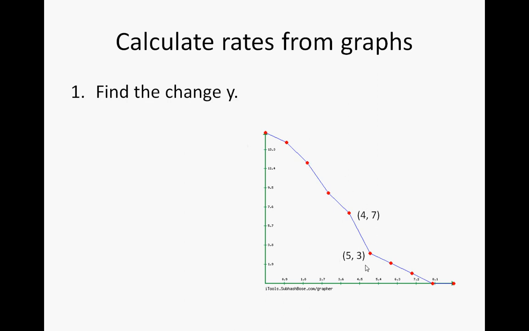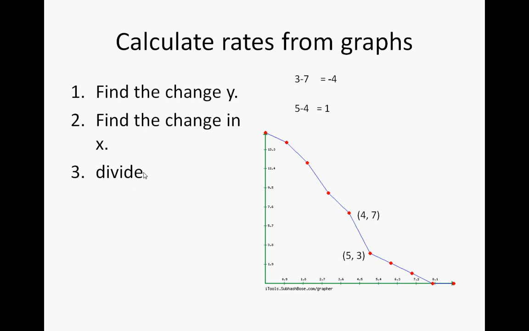The first thing we have to do is subtract the y coordinates. And remember, we go beginning from end, so we're going to go 3 minus 7, and that gives us -4. The next step is to find the change in the x direction. So that would be 5 and 4. We're going to subtract beginning from the end, and we end up with just 1.